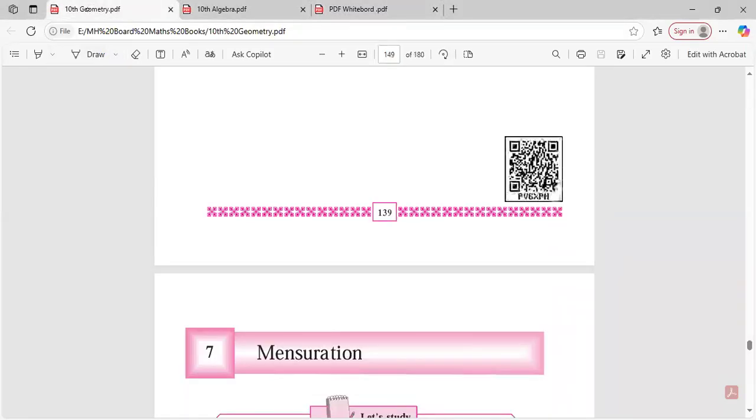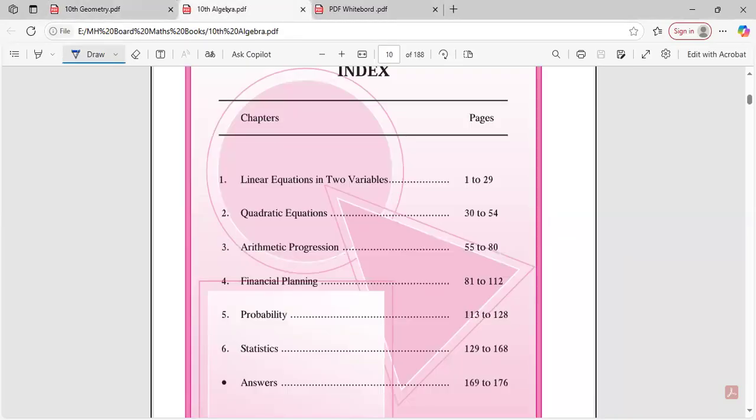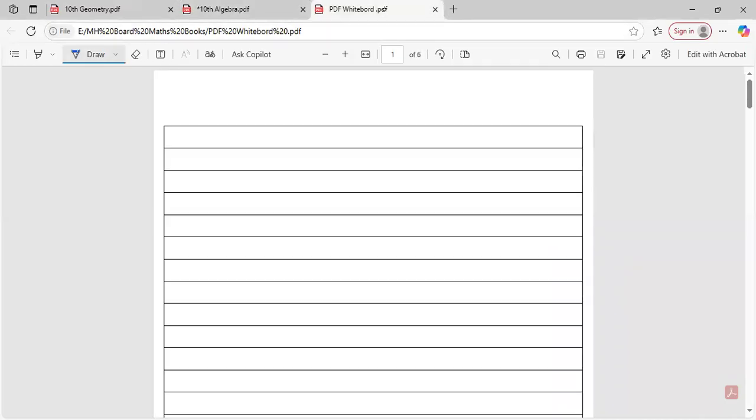We have seen linear equations in two variables, right? Quadratic equations, right? This chapter is not done, no? Arithmetic progressions. It was there in your 10th syllabus, no?